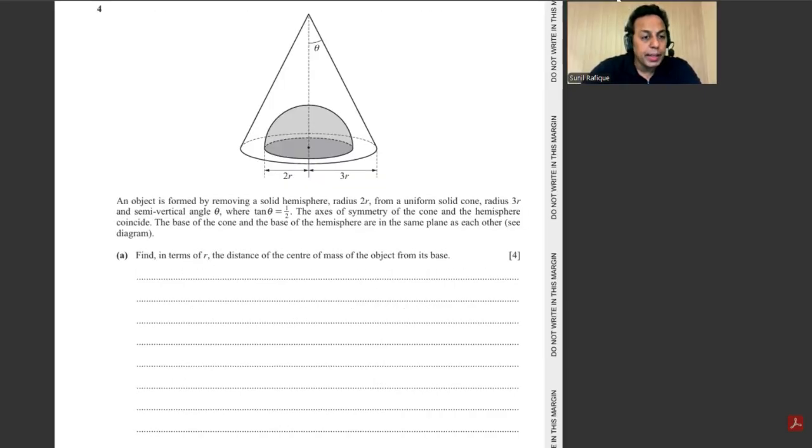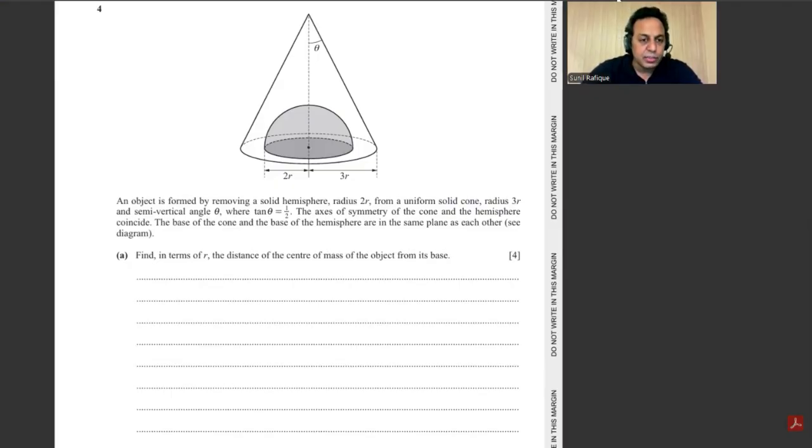Question 4. An object is formed by removing a solid hemisphere, radius 2r, from a uniform solid cone, radius 3r, and semi-vertical angle theta, where tan theta is 1/2. The axis of symmetry of the cone and the hemisphere coincide. The base of the cone and the base of the hemisphere are in the same plane as each other. See diagram, part 8. Find in terms of r the distance of the center of mass of the object from its base. So the semi-vertical angle is given, the axis of symmetry is given.